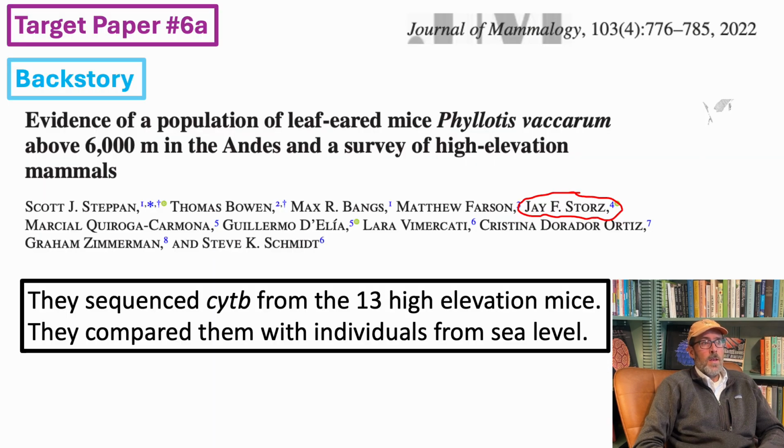So this is the paper that they published that described these results, observational studies that involve DNA sequencing of these mice from high elevation. They sequenced the cytochrome B gene from these 13 populations, published it in Journal of Mammalogy in 2022. And I'm calling this the backstory because the other papers we're going to deal with are broader, deal with more different species, or involve more detailed physiological adaptation or acclimation studies.